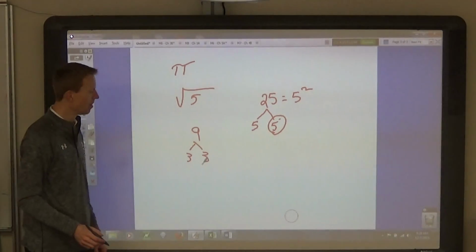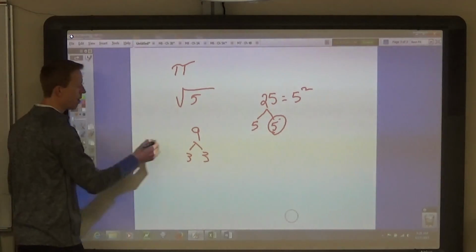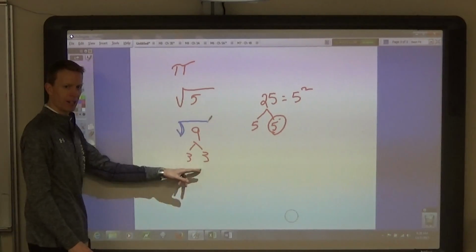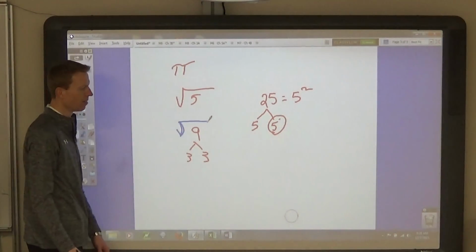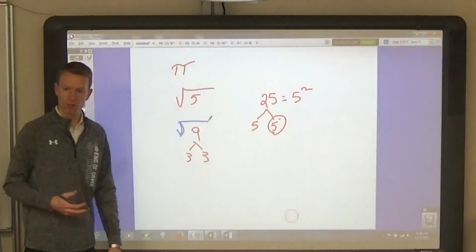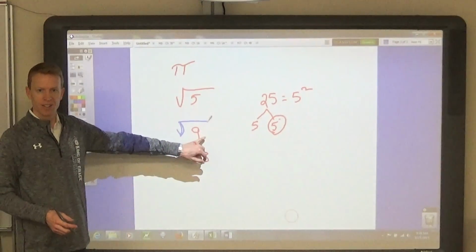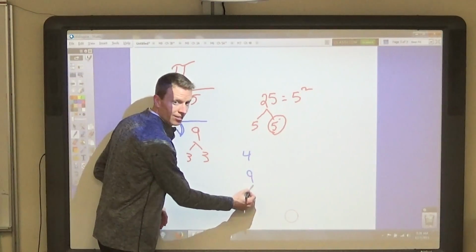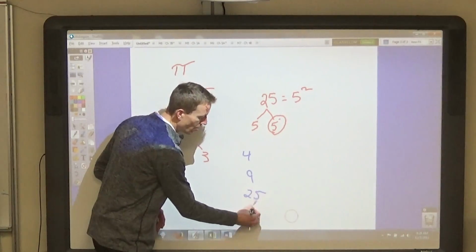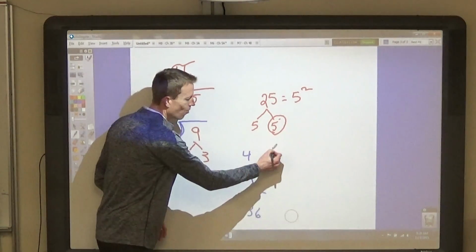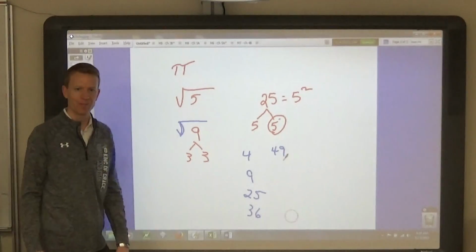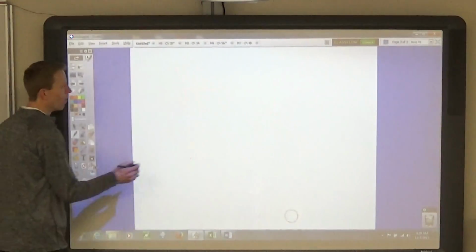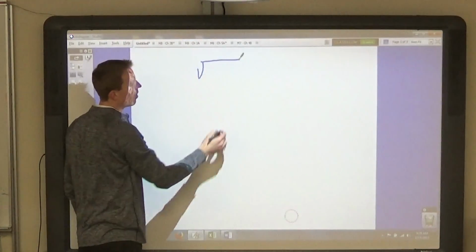Okay? You would write it this way. The square root of 9, 3 and 3. Okay? And there are lots of perfect squares, right? Like 4, 9, 25, 36, 49. Yep. 81, right?